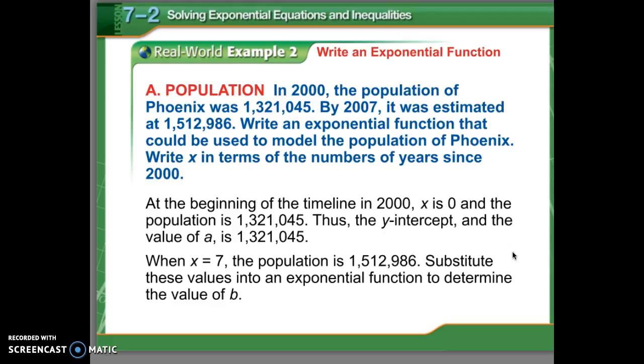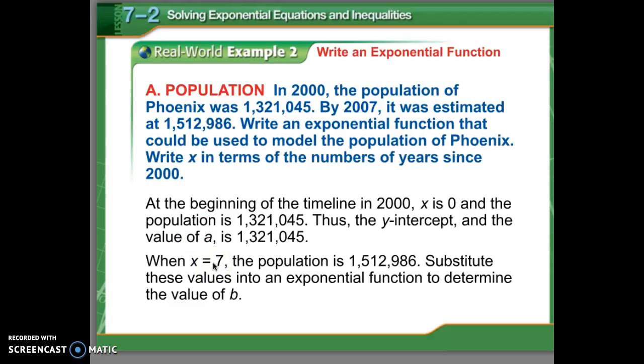So the first thing we need to think about is that the beginning of our timeline is going to be the year 2000, and so that's when x is 0, since that's been 0 years since the year 2000. And at that initial time, the population was 1,321,045. So that's going to be our y-intercept. And that's also our value of a.